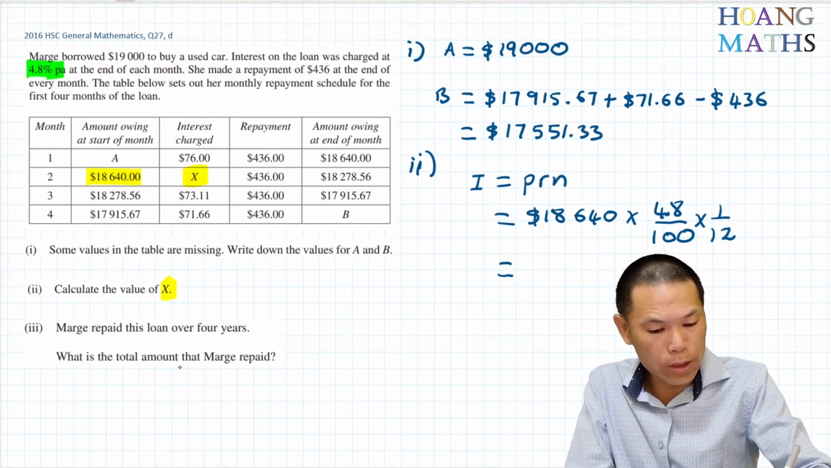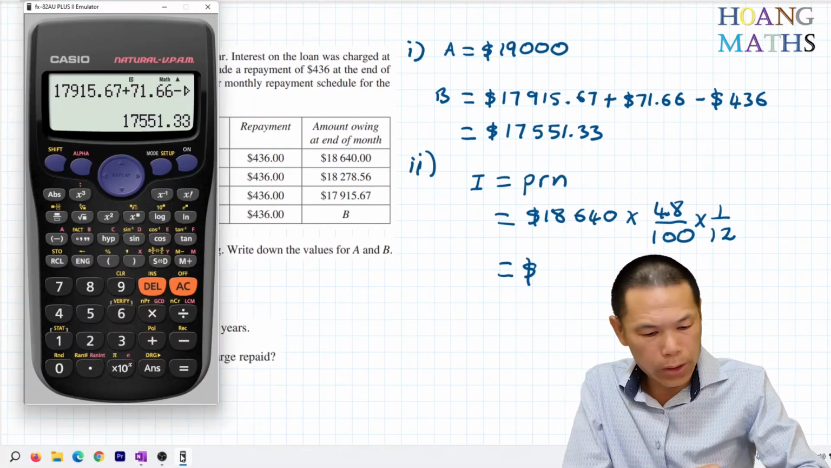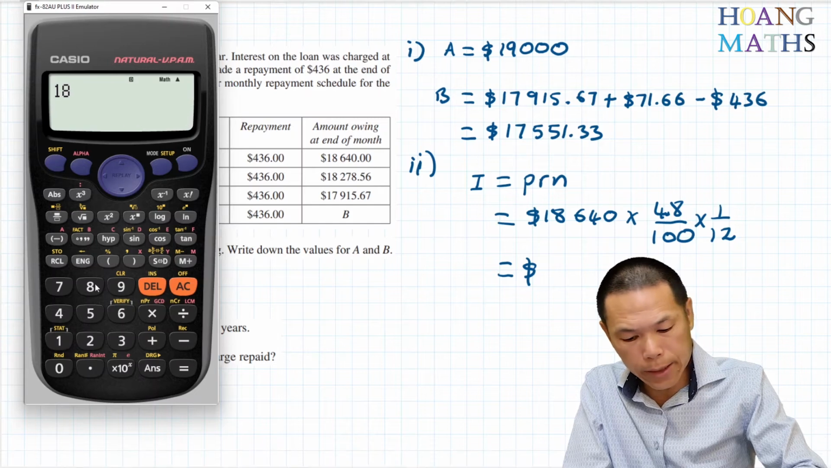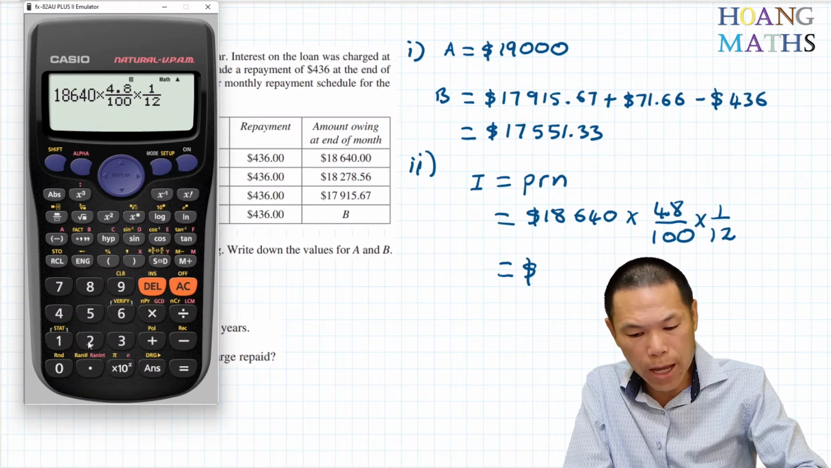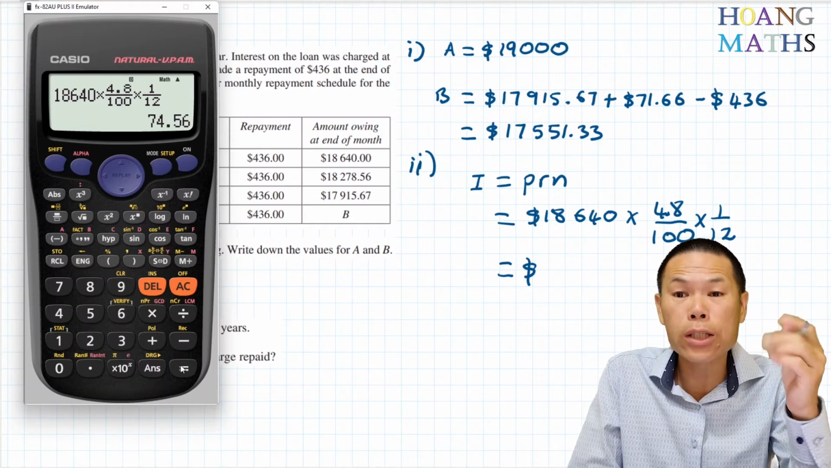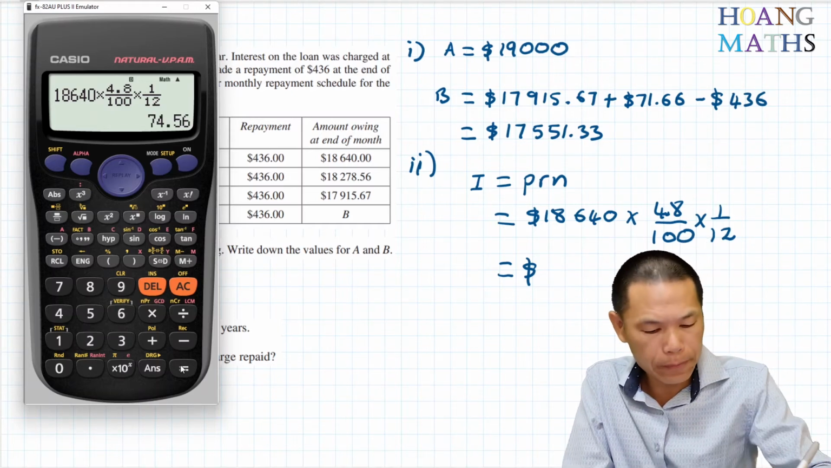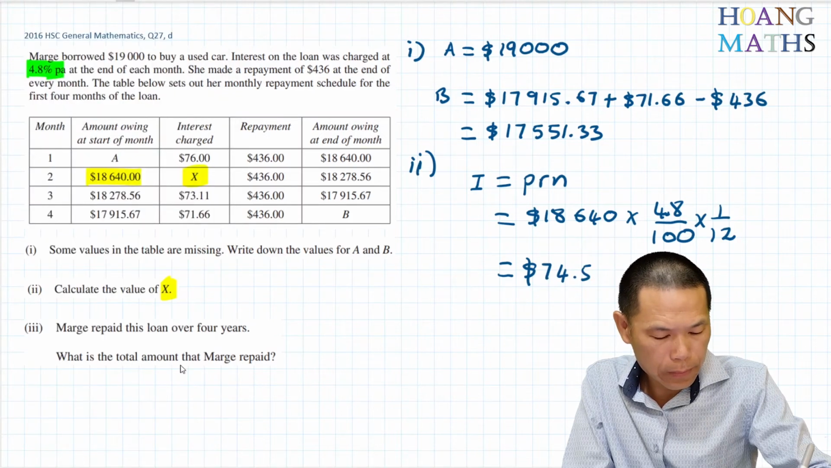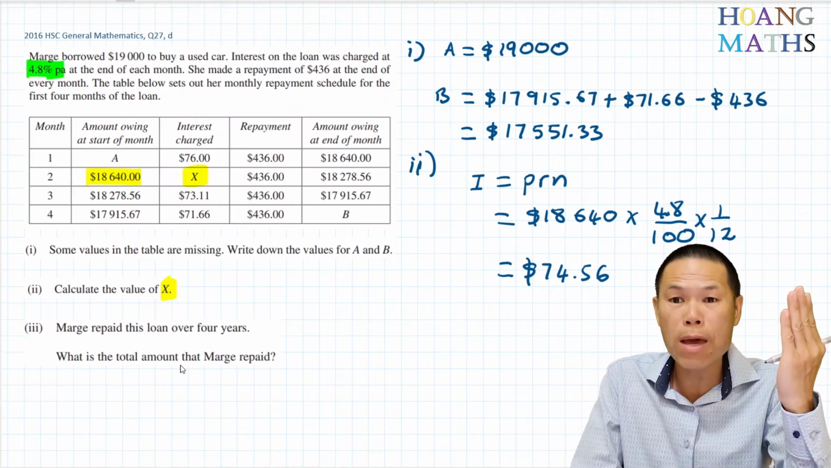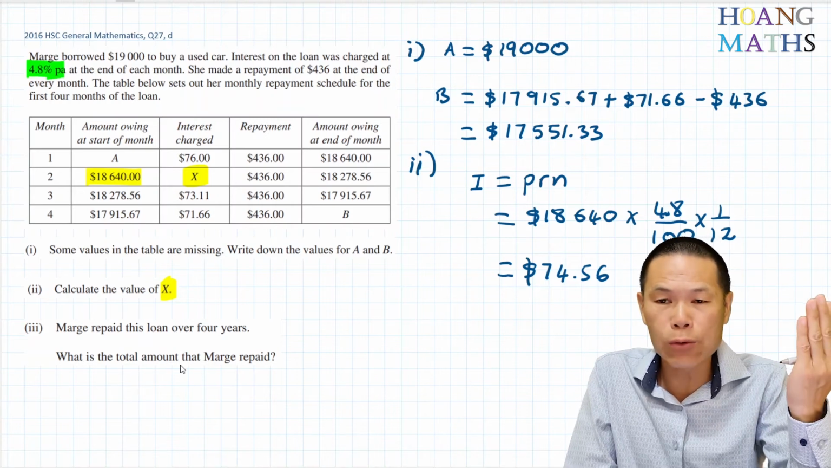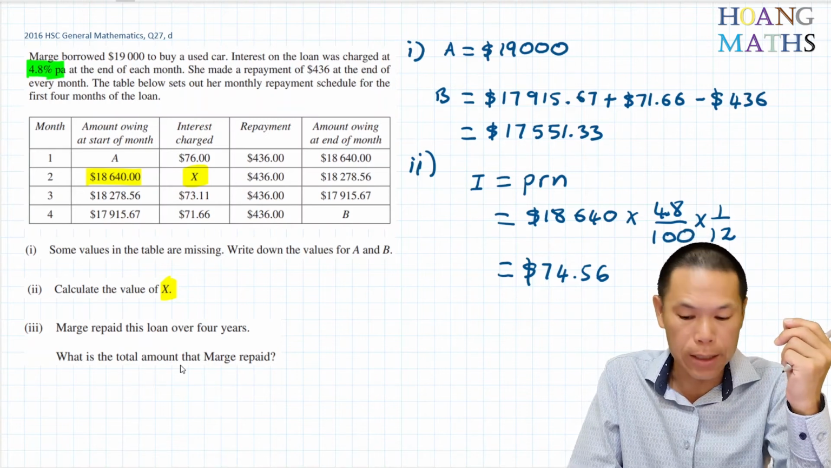So now I just put that on a calculator. So I just go 18640, we times by 4.8 over 100. And we times by 1/12, or divide by 12 if you like. So $74.56. So there you go. I'm not sure which method you use because there are 2 methods to work this out. So regardless what method you do, you should get the same answer, okay?